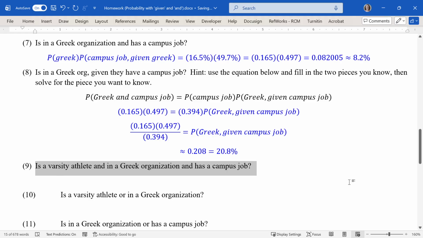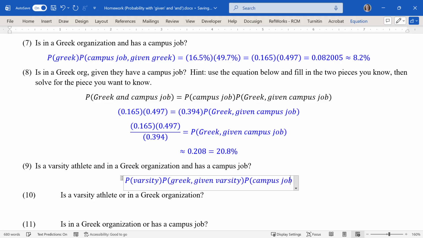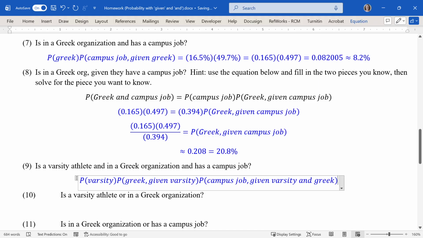Number 9, is a varsity athlete and in a Greek org and has a campus job. So we're going to do this the same way we do 2 events. We're just going to start with the first one, so probability of varsity. Then we go to the next one, probability of Greek given varsity. And then for the third one, probability of campus job, and you do given for all the previous things. So given varsity and Greek.